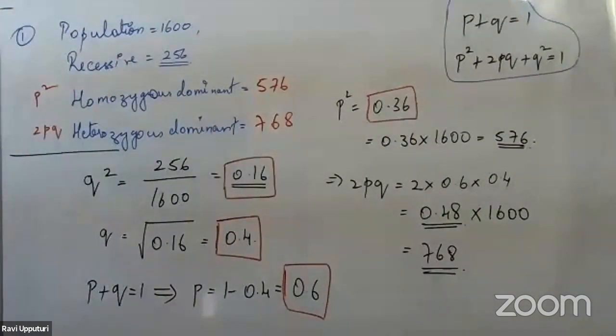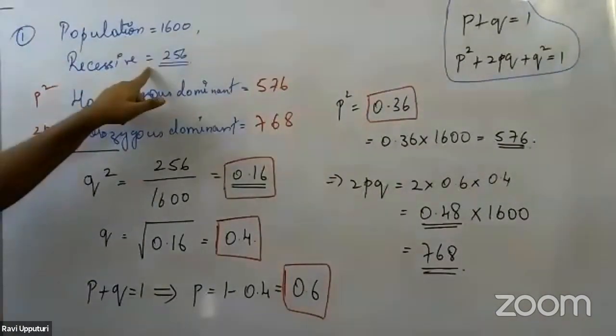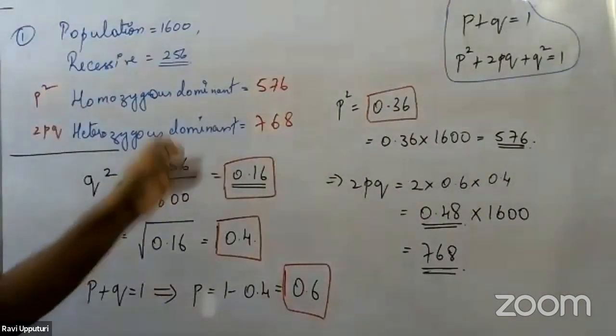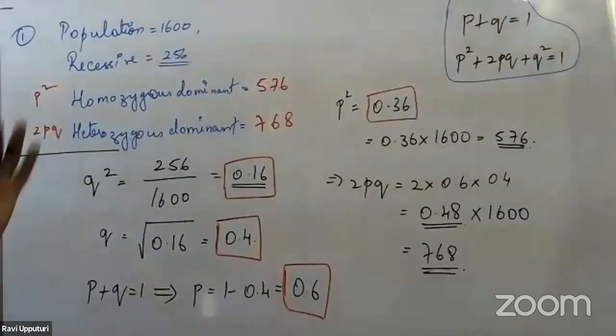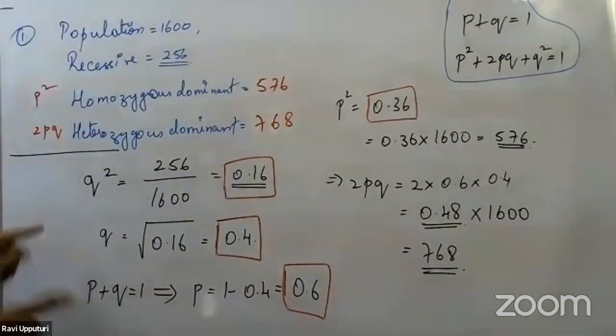So for that, based on the data we have got, first find out the frequency of the recessive genotype. What they have given us is recessive individuals, which represents the recessive genotype. Just remember this: whenever they give you a question based on recessive individuals, that represents recessive genotypes. The first step is to find out the frequency of the recessive genotype, Q square.